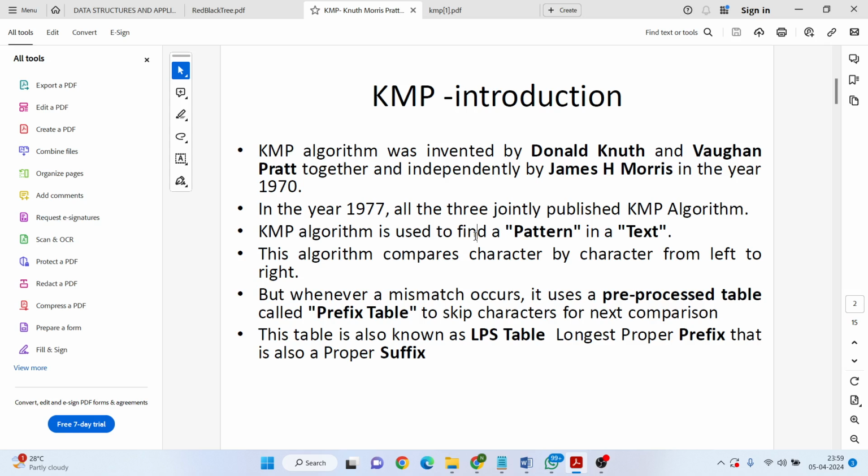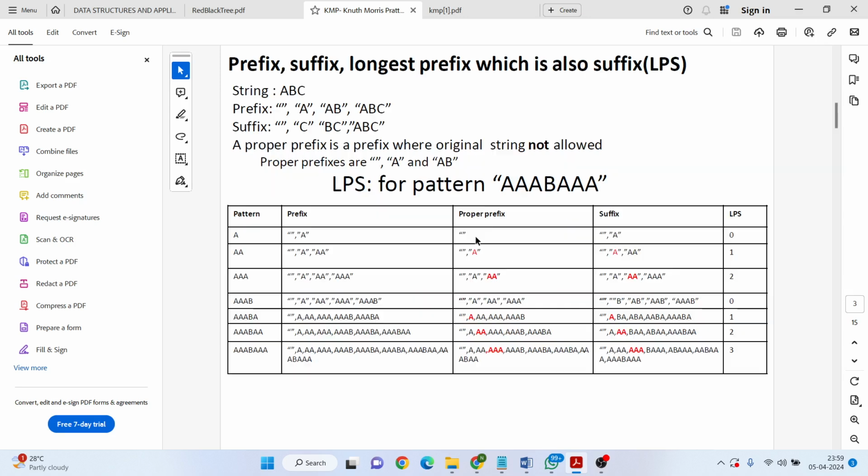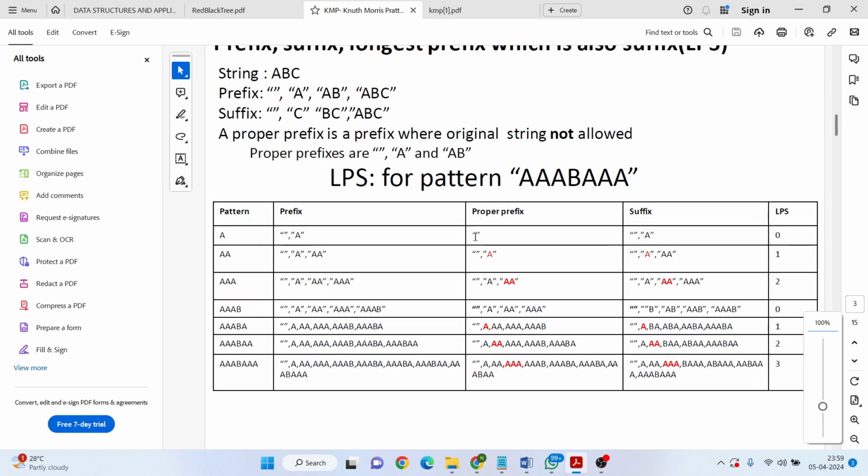So to do that, we need one special table. The table is called the longest proper prefix table, LPS table. It's also called the proper prefix table. We'll see how that can be obtained.